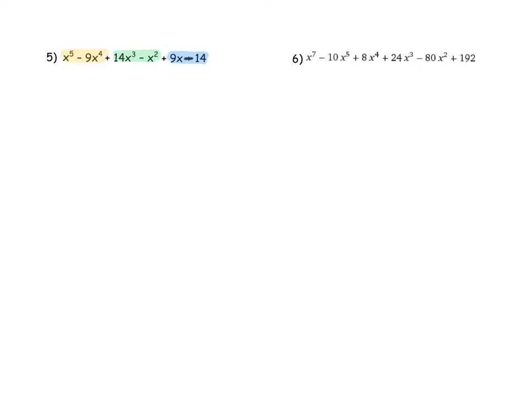We take out a GCF of x to the 4th in the first term, and we're left with x minus 9. We take out a GCF of x squared in the second one, and we're left with 14x minus 1. And then we take out a GCF of 1 of the last 2 terms, and we're left with 9x minus 14. So things should be going off in your head here that something's wrong, because if you notice, inside the parentheses, they're all not the same.